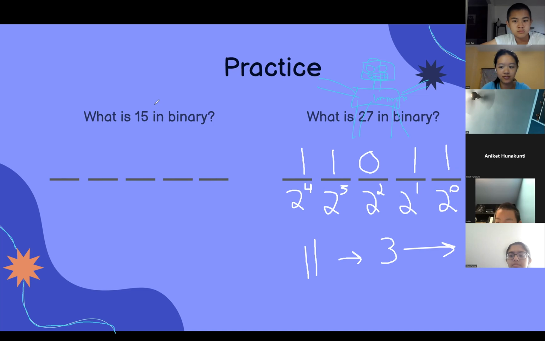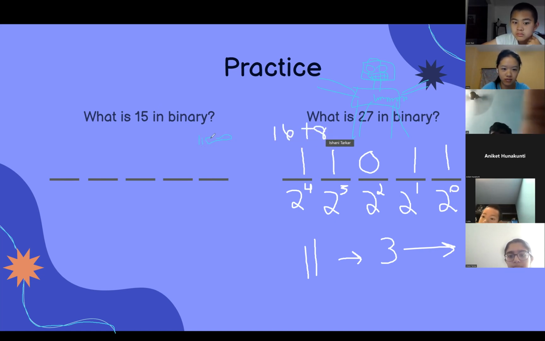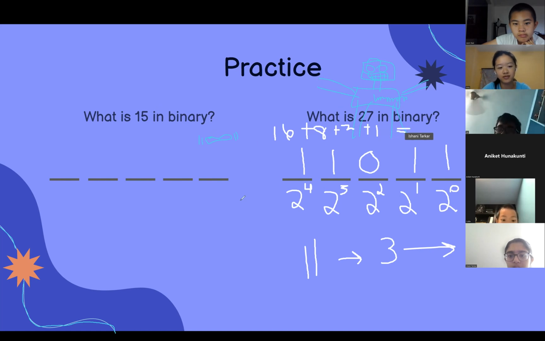So we now get 1, 1, 0, 1, 1, which is what I'm pretty sure everyone else was putting into the chat earlier. So that should be your answer. And remember, we can check this again. 16 plus 8 plus, sorry, plus 2 plus 1, which is equal to 27. So therefore, we did it correctly.